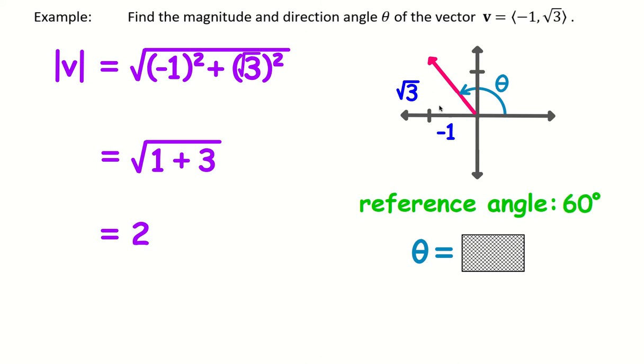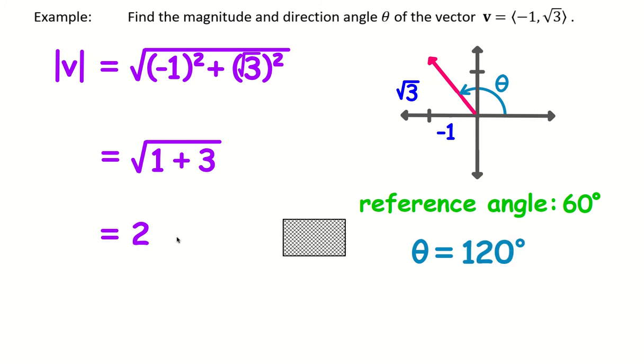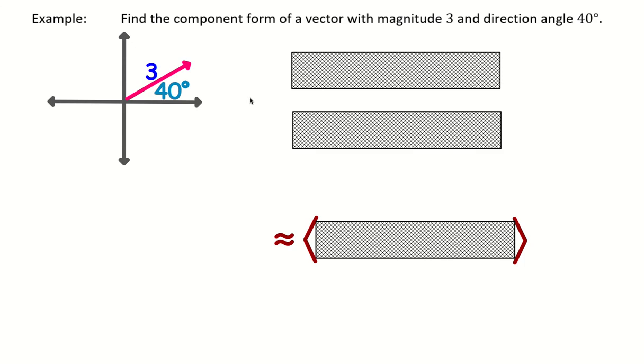Yeah. And so if this is 60 degrees, and again, remember, the direction angle is with the positive x-axis. So if that's 60, then this should be, of course, 120 degrees. Easy. Find the component form of a vector that has a magnitude of 3.